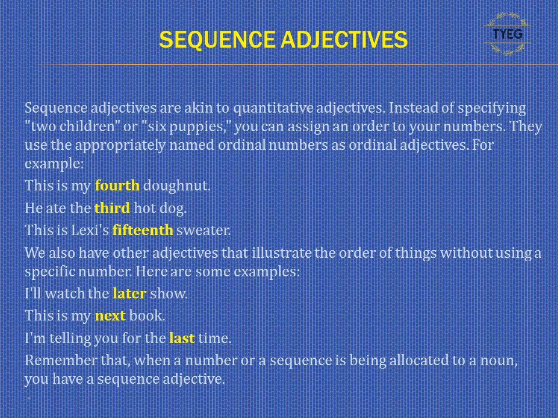We also have other adjectives that illustrate the order of things without using a specific number. Here are some examples. I'll watch the later show. This is my next book. I'm telling you for the last time. Remember that when a number or a sequence is being allocated to a noun, you have a sequence adjective.